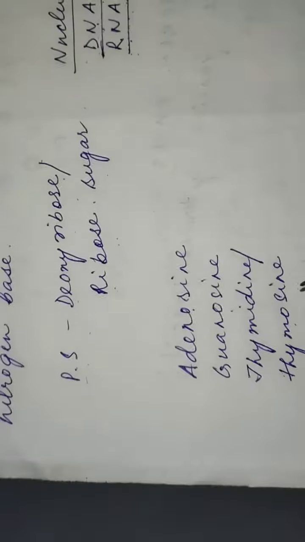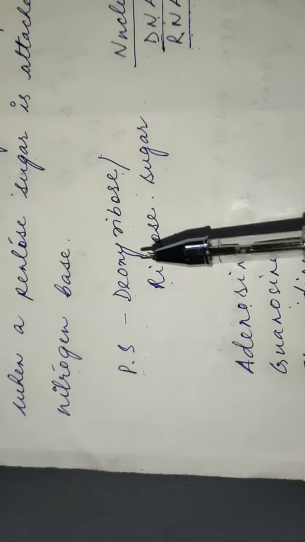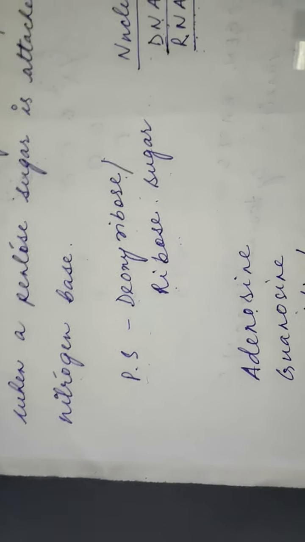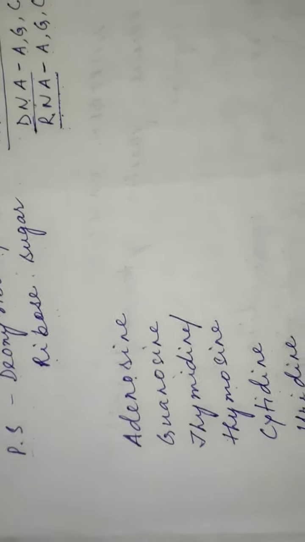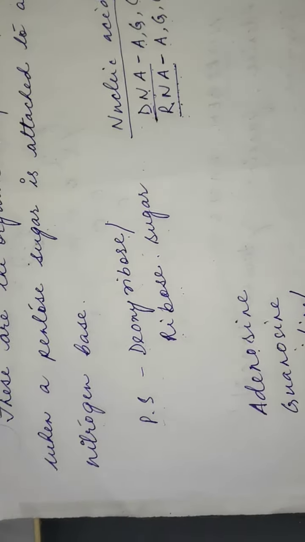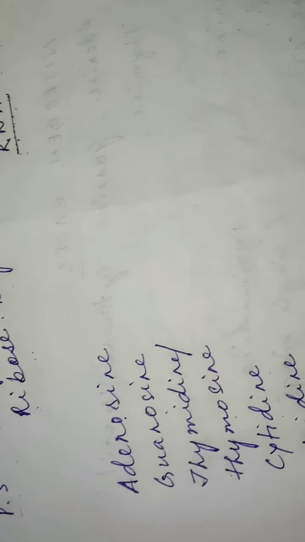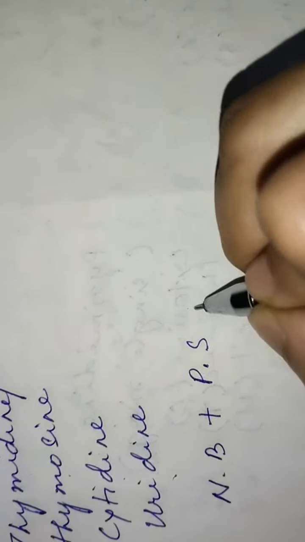Adenosine, guanosine, thymidine or thymosine, cytidine, uridine. Okay, so these are the nucleosides. Now we can write the general formula of nucleoside like this: nitrogenous base plus pentose sugar gives you the nucleoside.